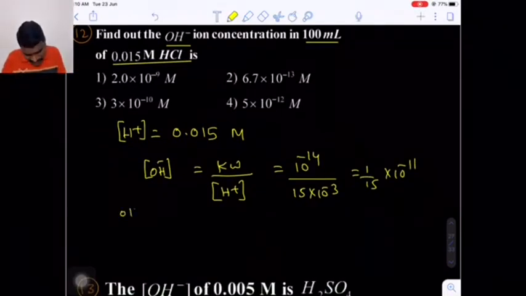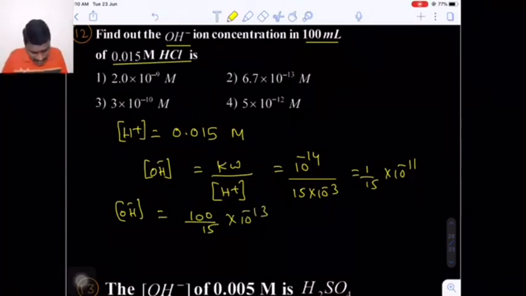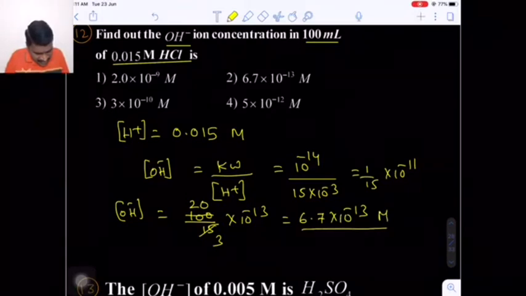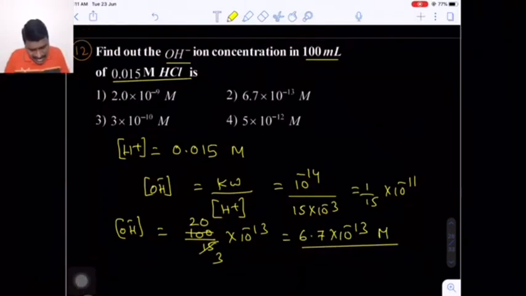Now after simplification, OH minus ions will be equal to 100 by 15 into 10 raised to minus 13. Now 5 threes are 15, 5 twos are 10 and 0, 20. So 20 by 3 is 6.66, which is 6.7, into 10 raised to minus 13 moles per liter. This is the OH minus ion concentration. Option number 2. Option number 2.